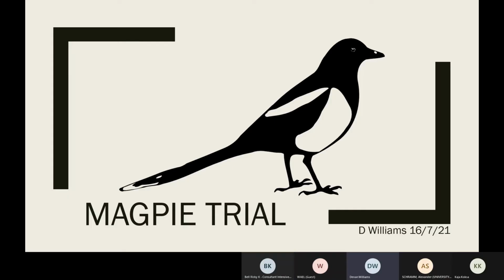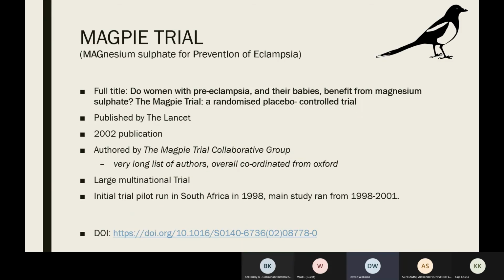My paper to present today is the MAGPIE trial, which is a fairly well-known trial from the early 2000s. The full name of it is Do Women with Preeclampsia and the Baby benefit from magnesium sulfate, and MAGPIE stands for Magnesium sulfate for Prevention of Eclampsia. It was published in the Lancet in 2002, so it's now getting to be an older trial. It's a very large multinational trial, initially run with pilots in South Africa, with the main study running from about 1998 to 2001. It was stopped earlier, and the overall coordination was in Oxford.